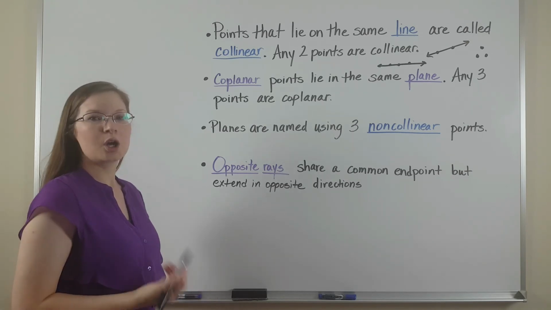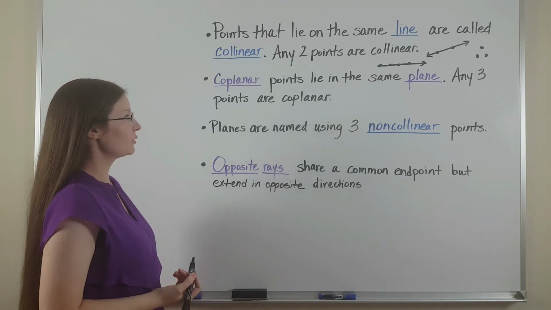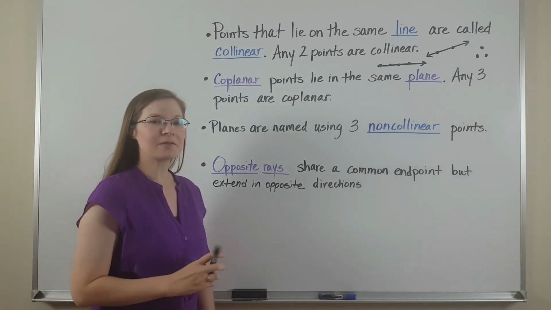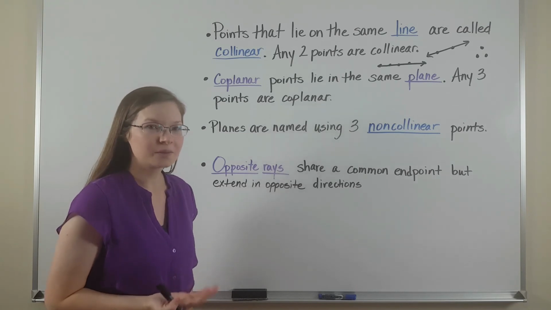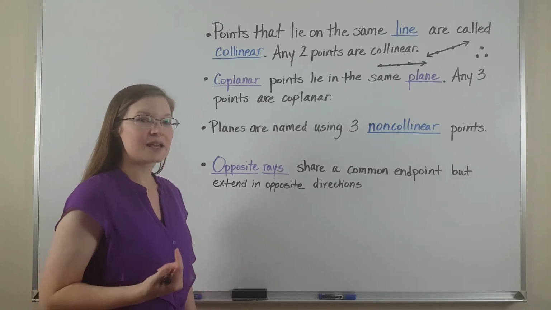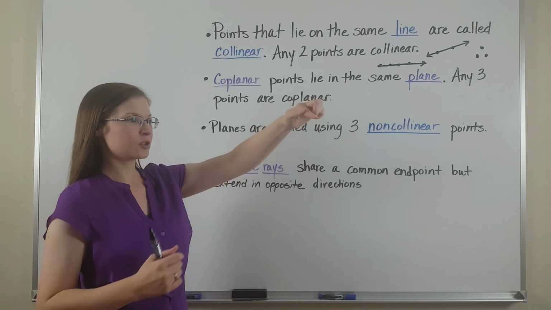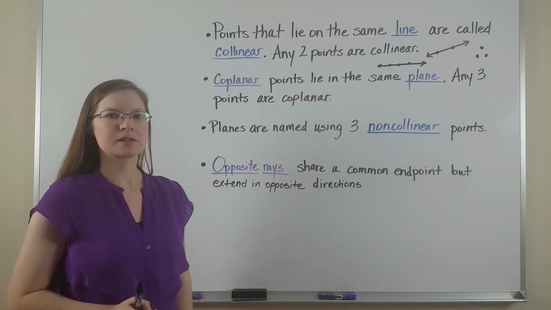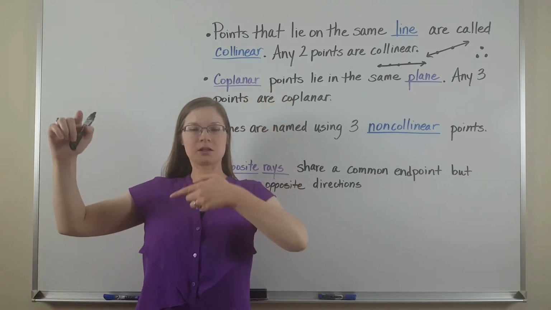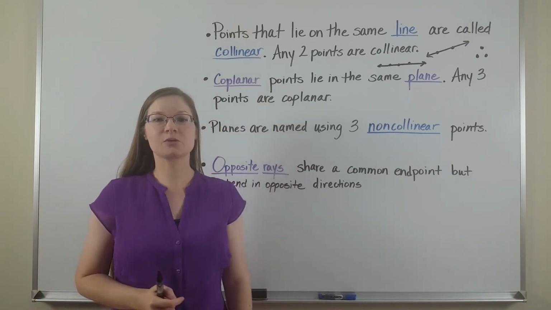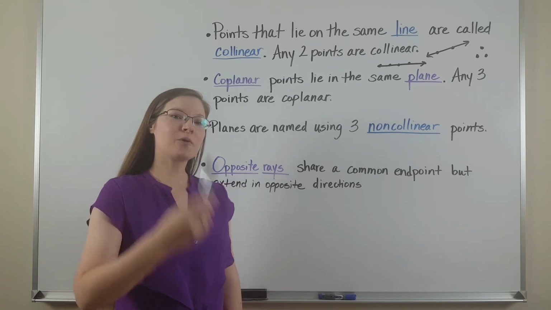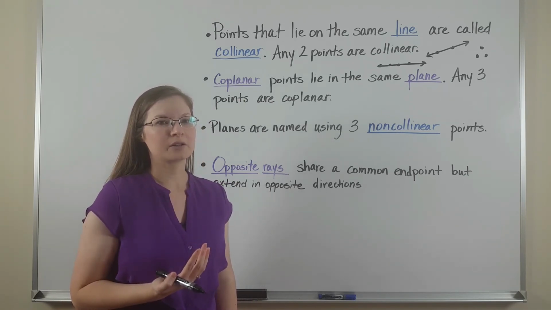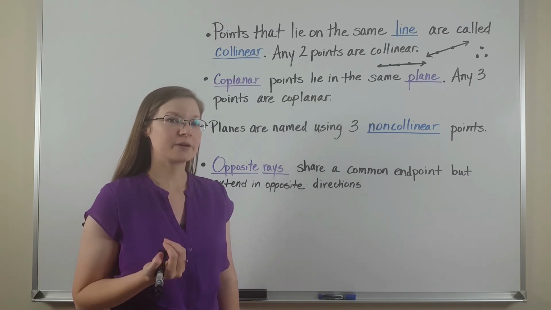So that's collinear. The next bullet point says coplanar points lie in the same plane. Any 3 points are coplanar. The reason why any 3 points are coplanar is because if I have 3 points, I can always draw a plane that goes through them. For example, watch what I'm doing here. There's a point here, here, and here. I can draw a plane that slices through those 3 points. When you have 4 or 5 or more points, they might not be coplanar, but 3 points are always coplanar.